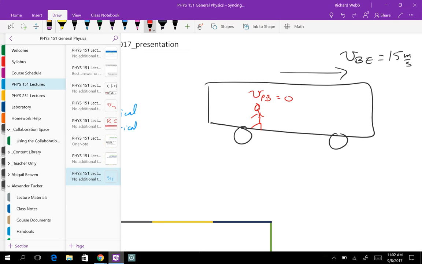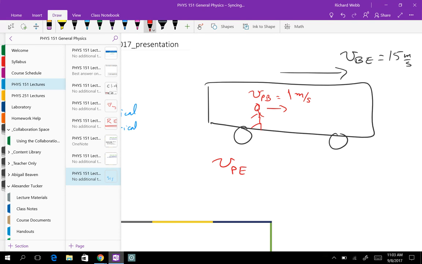If the speed of the person with respect to the bus is 0, and the speed of the bus with respect to the ground is 15 meters per second, then how fast is the person moving with respect to the ground, with respect to the earth? It's 15, right? That was really simple and obvious. Now let's make it at least a little bit more interesting and say that the person is moving the same direction as the bus at 1 meter per second. Now how fast is the person going with respect to the earth?